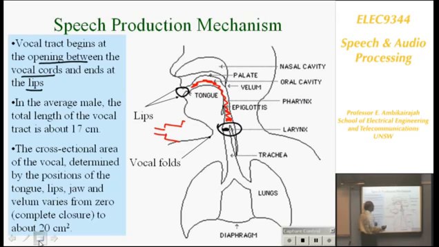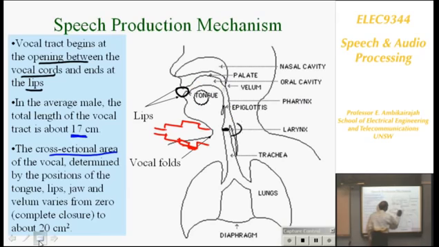Sorry. And the diameter is like that, okay? So it's an acoustical tube. Now, you find that in the average male, the vocal tract length is about 16 centimeters. The cross-sectional area, that's this area, cut across. You can see, if you cut across, you will see the cross-sectional area.